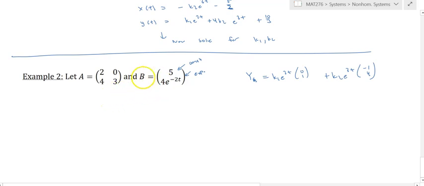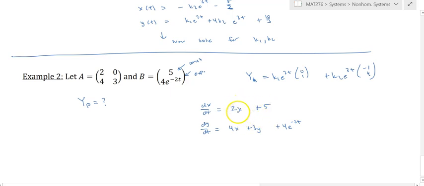But what we do need to look at is what should we guess for the particular solution vector y sub p. So what should this be? Well, we have to be a little bit more cautious here, and here's why. If I write out these equations, dx/dt equals 2x plus 5, dy/dt equals 4x plus 3y plus 4e to the negative 2t. Well, dx/dt, I can almost just solve this exactly as it is using separation of variables.